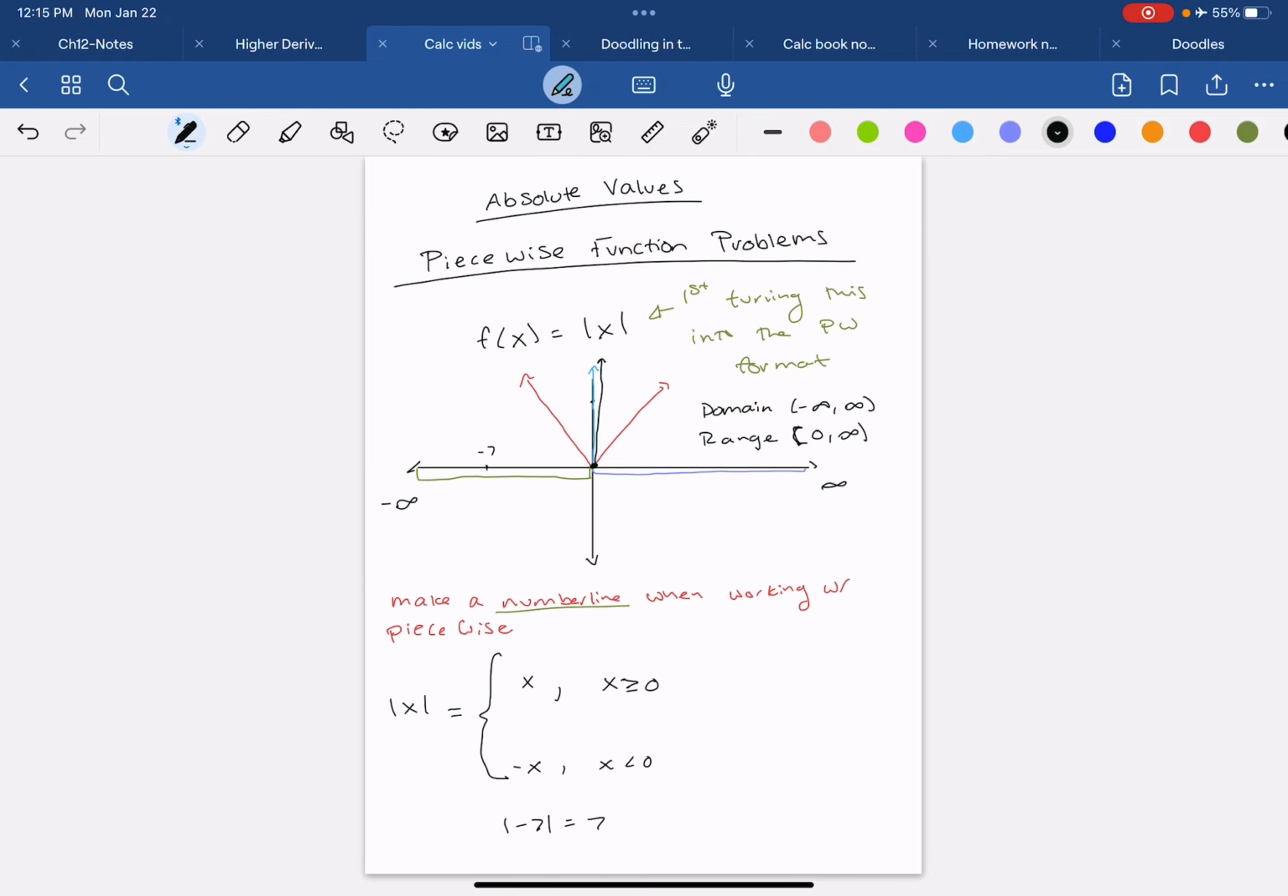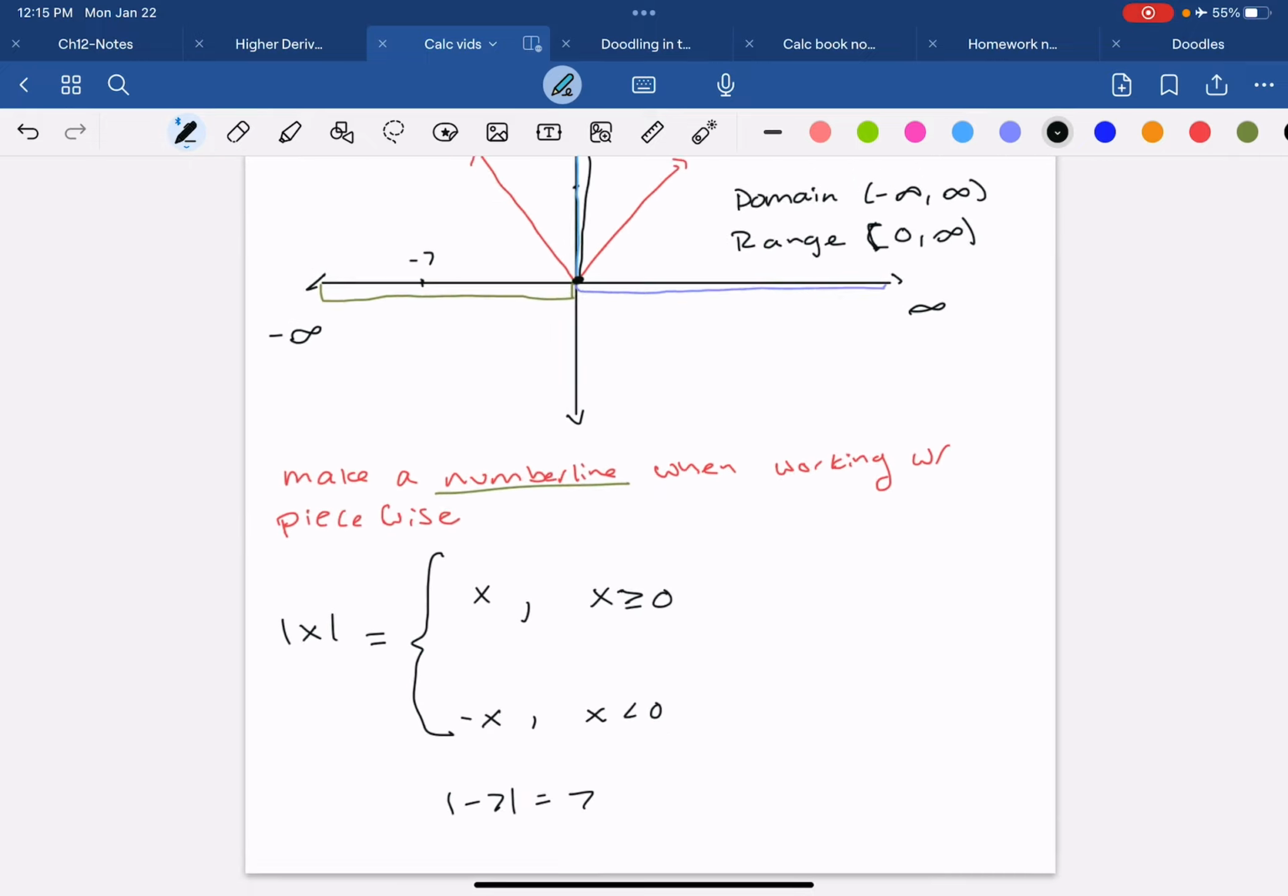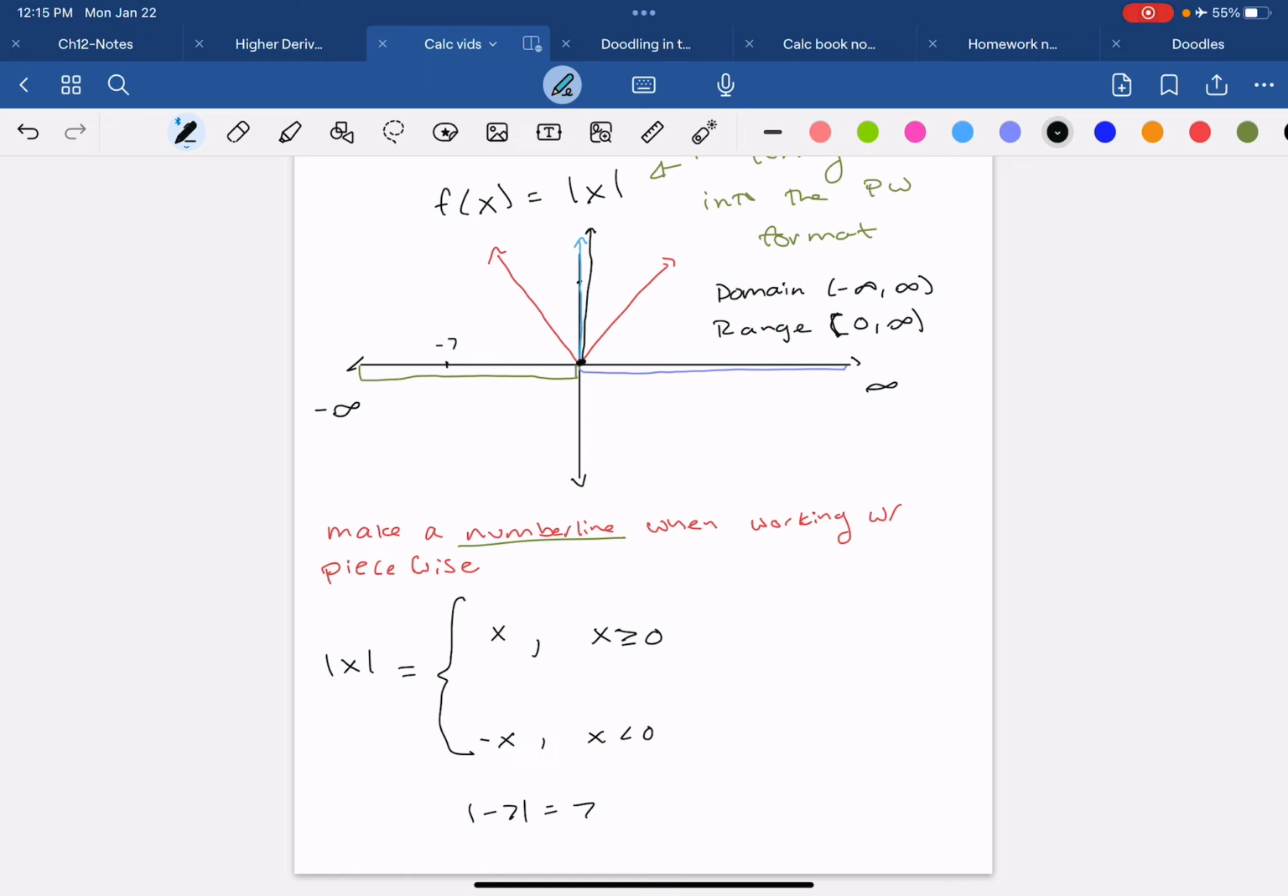So this is what we're looking at when we're looking at piecewise functions in terms of absolute values. When you have the absolute value of x, you have x if x is greater than or equal to 0, meaning that you're just plugging in a positive value for x. You have -x if x is less than 0, meaning you're plugging in a negative value from the x-axis.